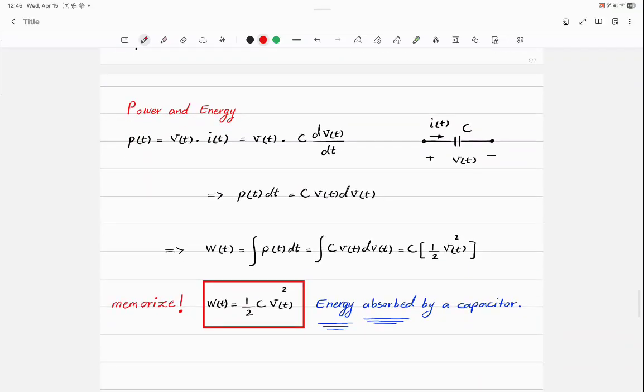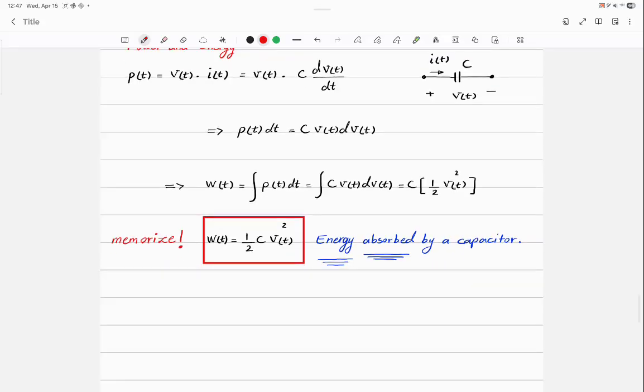Do you remember the equation for energy in inductors? 1/2 L I squared. What's the dual of that? What's the dual of 1/2? 1/2 C V squared, right? So that's the one.